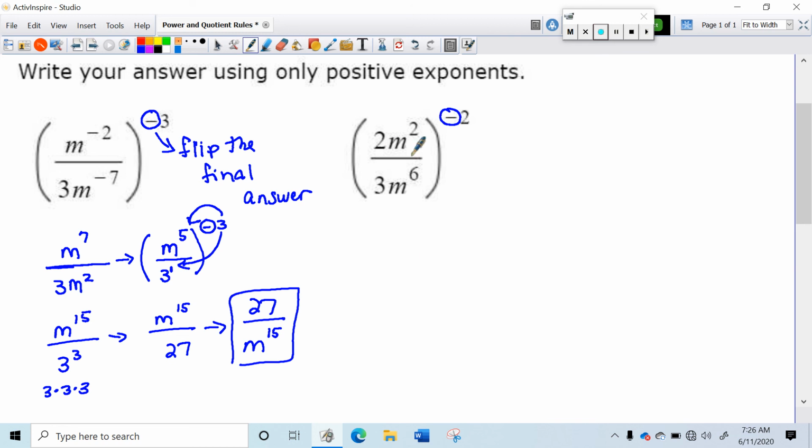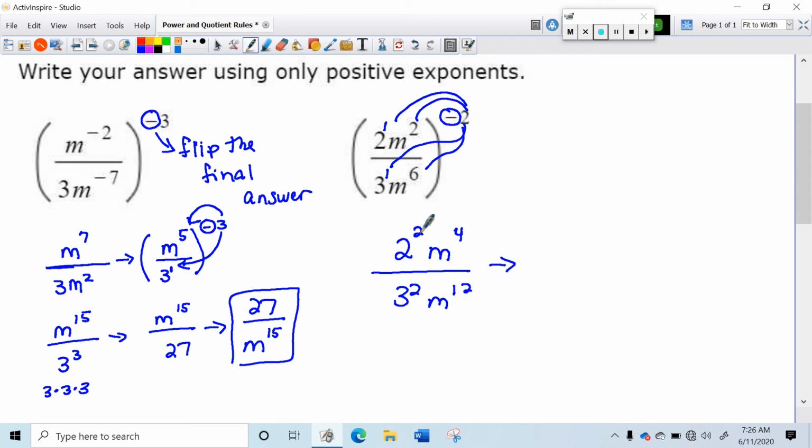So on the next one, I don't have any negative exponents inside, so I'm just actually going to start distributing this 2 to everything. So in the numerator, I have a base of 2, multiply the exponents. 2 times 1 is 2. For my m, I have 2 times 2, which is 4. In the denominator, you also distribute the 2. We have a base of 3. 2 times 1 is 2. For my m, 2 times 6 is 12.